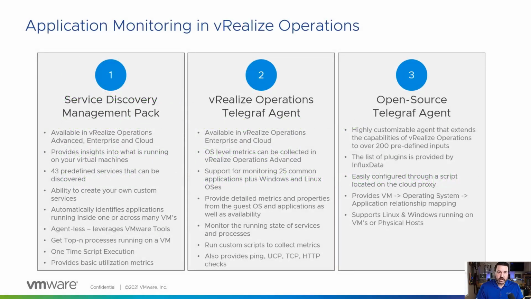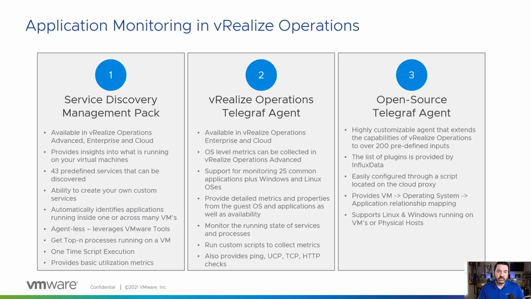So, really the three key areas we're going to focus the most on today are the Service Discovery Management Pack, again, the vRealize Operations Telegraf Agent, and the open source Telegraf Agent. Now, starting with the Service Discovery Management Pack, this is available in vRealize Operations Advanced and Enterprise, and this is really kind of the entry level into application monitoring with vRealize Operations.